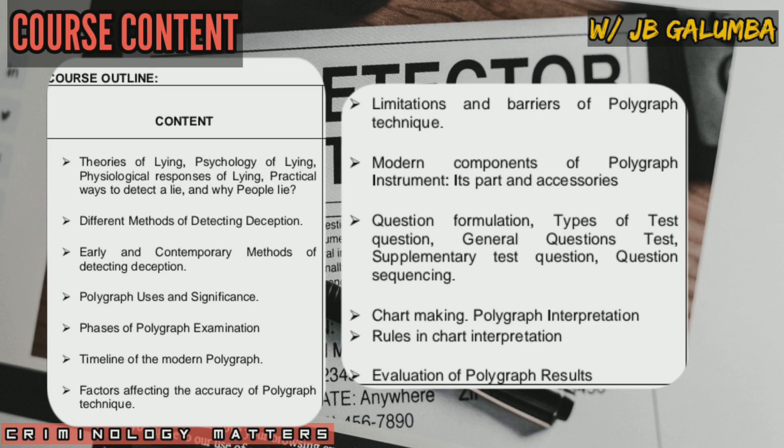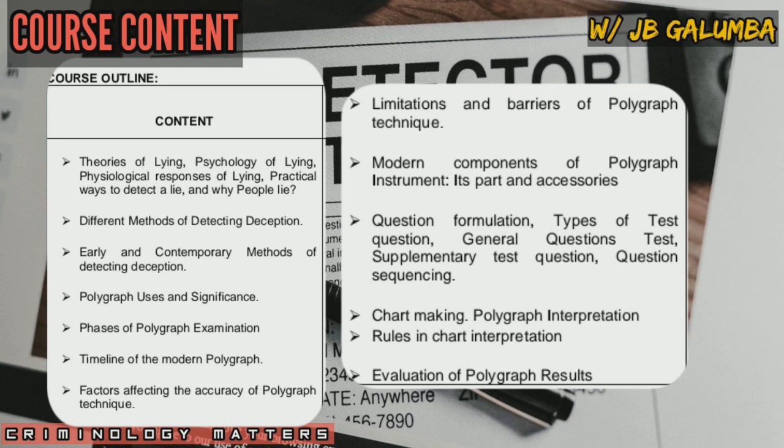Polygraph uses: we talk about the purposes for which polygraph examination is used, because you might think that polygraph examination is only used for crime investigation, trying to figure out who's telling the truth or who's lying with regards to giving testimony, accusation, and so on. Other than that, we also have the commercial use of polygraph examinations, such as testing applicants and many more. So let us proceed to the next topic. We have the phases of polygraph examination. Under the phases, we're going to be talking about the step-by-step process in the conduct of polygraph examination.